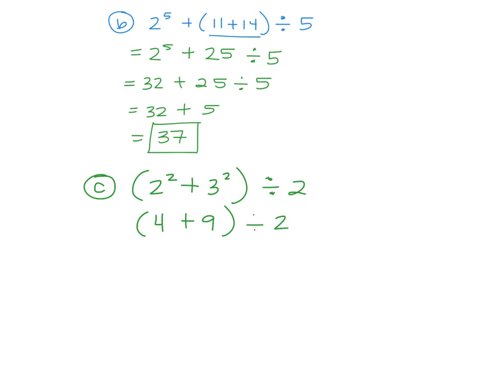What do you do next? The parentheses, you add them together. So it's going to be 13 divided by 2. And what is 13 divided by 2? 6.5. Okay, or you can call it 6.5. Technically 13 over 2, same thing. Any questions on that?